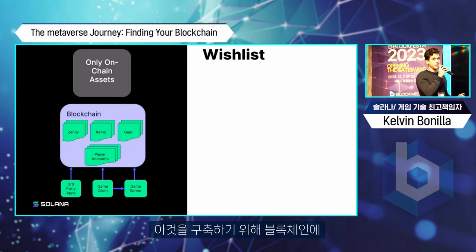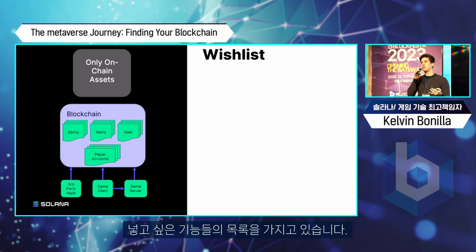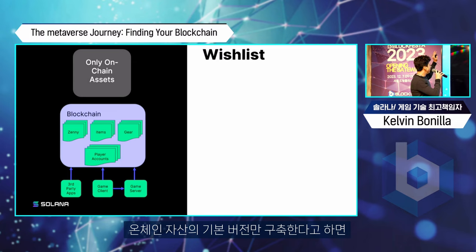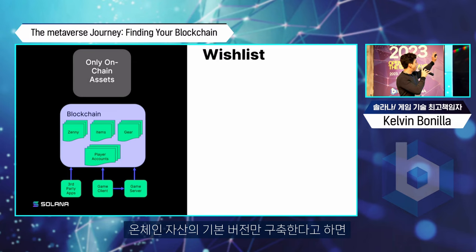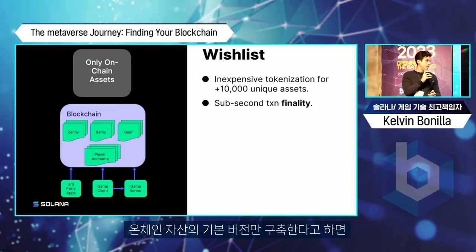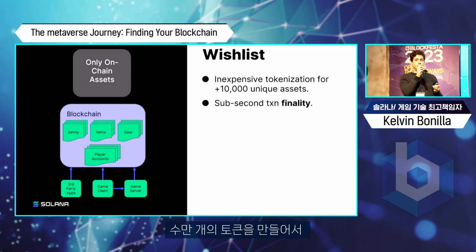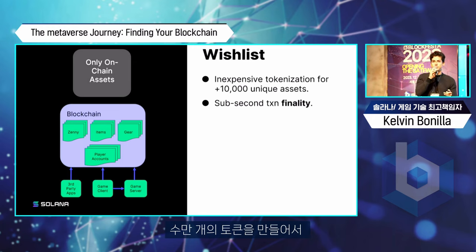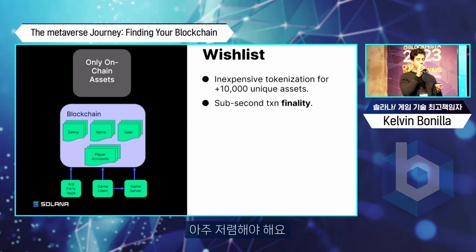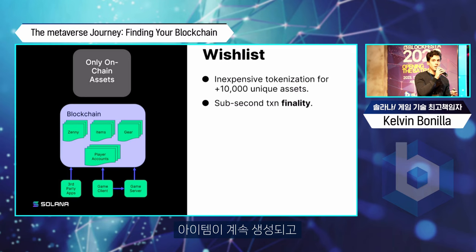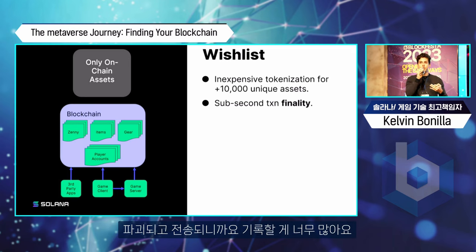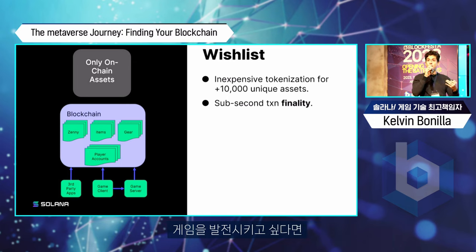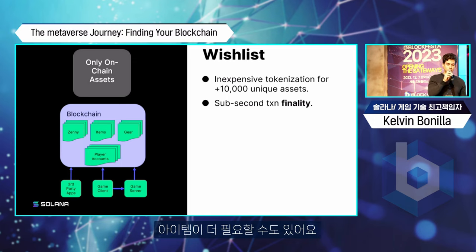So if I want to build this, I have a wish list of features that I want my blockchain to have. If I'm going to build only the basic version of on-chain assets, I need to make it very cheap to mint tens of thousands of tokens. It needs to be extremely cheap because the items keep getting created, destroyed, transferred, and there's so many to keep track of. If you want to evolve the game, you might have even more items.